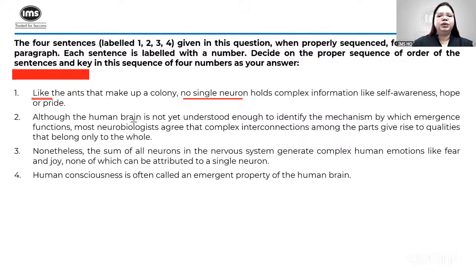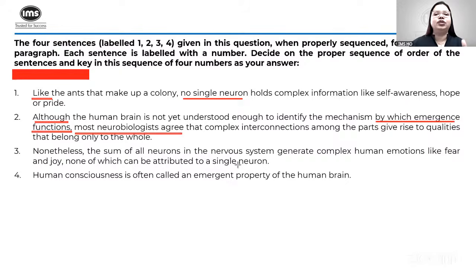Two is talking about how the human brain is not yet understood enough. So I don't have enough understanding of the brain to identify the mechanism by which emergence functions. When I look at this word emergence, I wonder why we are saying that we cannot identify the mechanism by which emergence functions. It's a concession, correct? Although the human brain hasn't been understood, we are making a concession about emergence. There isn't clarity about emergence. That's what it's saying. Yet, though this is true, most neurobiologists agree. So here is an agreement of neurobiologists that complex interconnections among the parts give rise to qualities that belong only to the whole. So neurobiologists are agreed on how the parts make up the whole, correct? So the connections that the individual neurons hold make up the whole, just like the ants make up the colony, right?